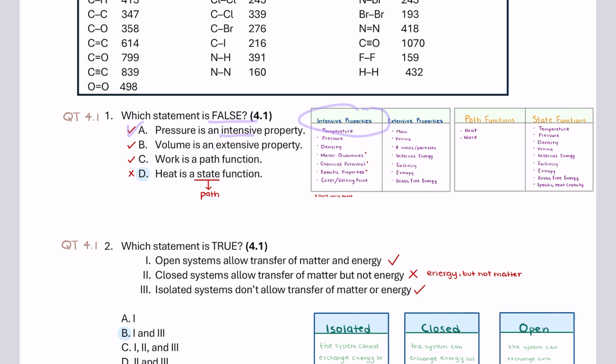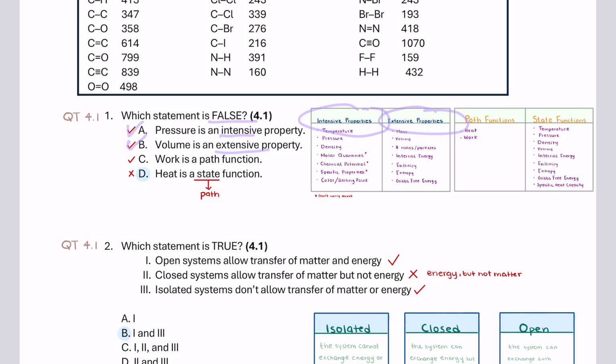B says volume is an extensive property. Extensive properties do depend on the amount of material. So if you double the system, the volume doubles. So volume is a textbook example of an extensive property. That makes this statement true as well.